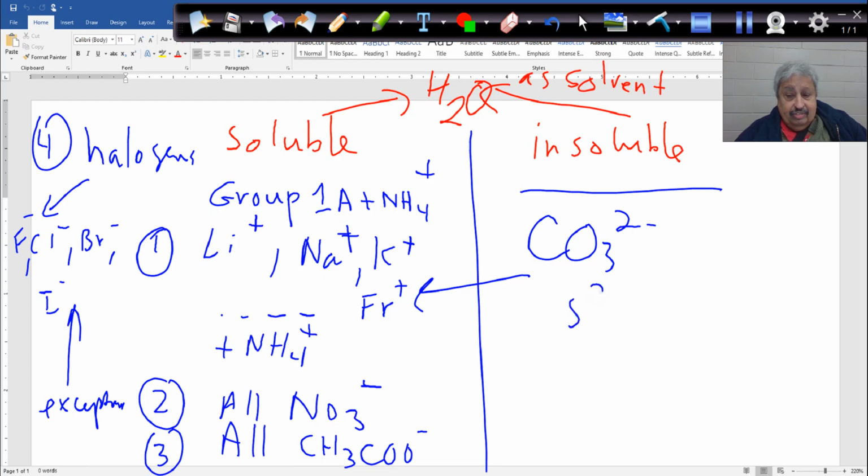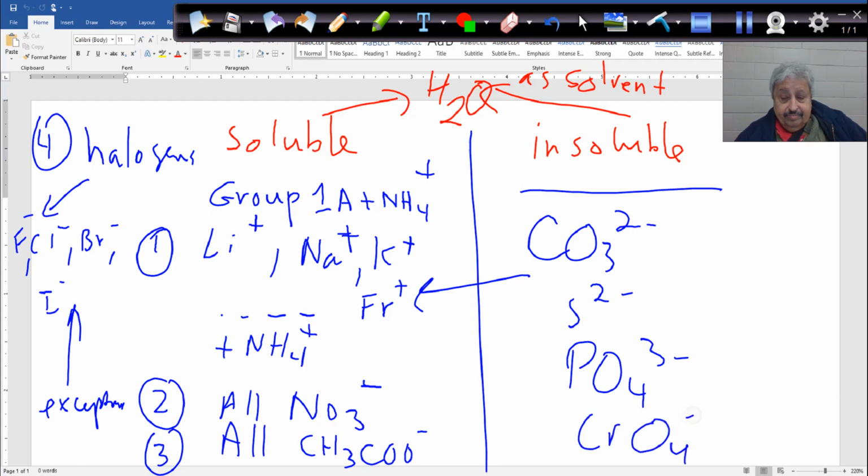Carbonate, the sulfides, the phosphate, the chromate, the dichromate, Cr2O7 2 minus. All those groups are not soluble, okay? Except when they are connected to the first group or ammonium, okay? So this is just a general one, and in the ACS exam they give you a very simple one that you are used to.